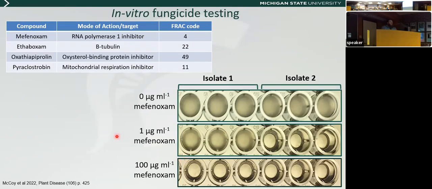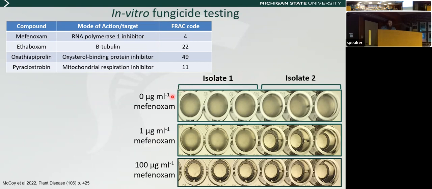So we also did in vitro fungicide testing. We tested mefenoxam, ethaboxam, oxathiapiprolin, and pyraclostrobin. And we did this using a spectrophotometric assay. It's a high throughput assay that relies on optical density to determine relative growth for the isolate.